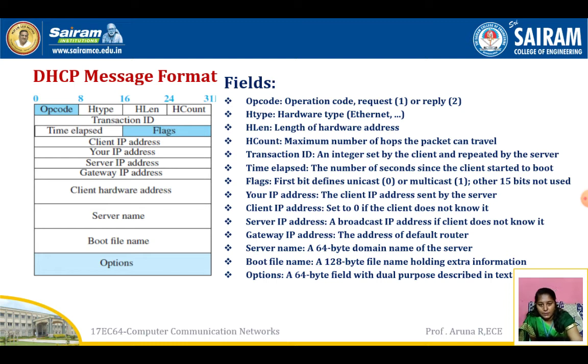For example, the first one is the opcode. It is the operation code, request or reply. It tells what operation is to be done. H type tells about the hardware type, Ethernet. Then H length tells about the length of the hardware address. H count tells about the maximum number of hops the packet can travel. Likewise, you have the transaction ID, time elapsed, flags, client IP address, your IP address, server IP address, gateway, everything you can go through. So these are the different fields. The last one is the option. Option is a 64 byte field with the dual purpose described in the text.